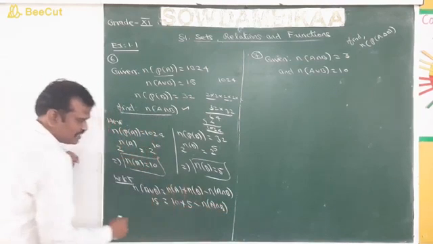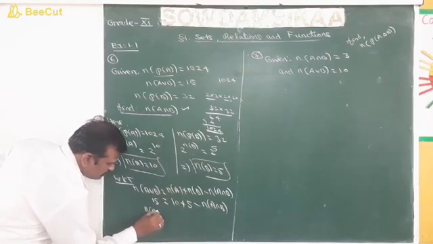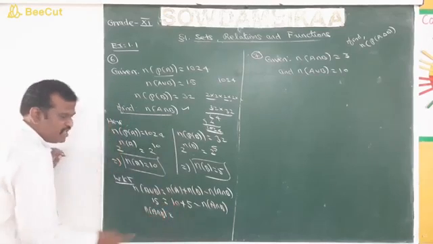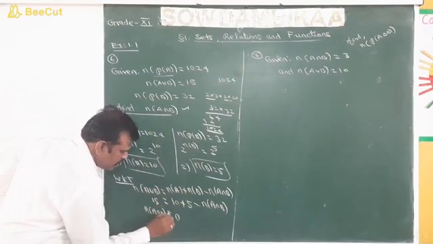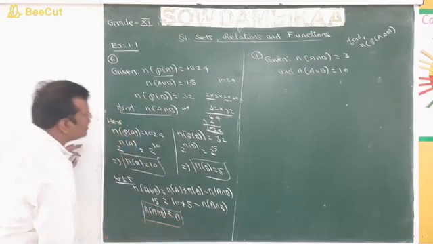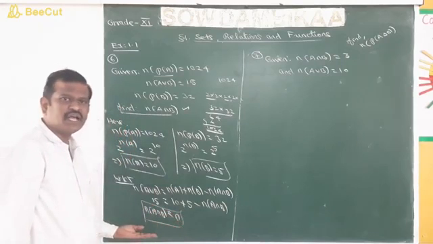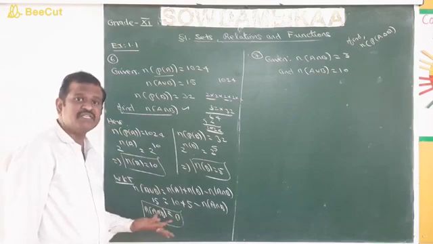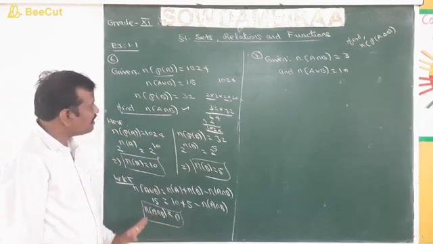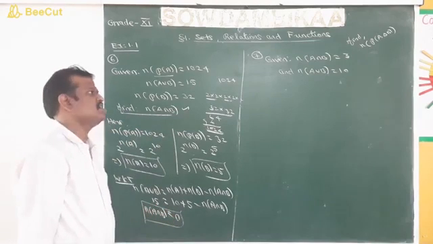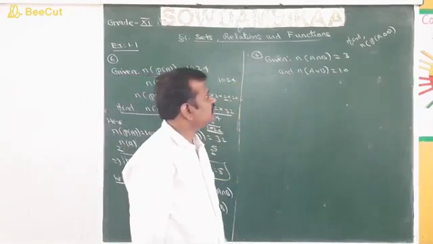So now n of A intersection B is equal to 10 plus 5, 15, minus 15, which is equal to 0. Therefore n of A intersection B is 0. That is, A intersection B is an empty set. That is, they are disjoint sets. Is it clear? Right. Next we move on to the seventh sum of the exercise.